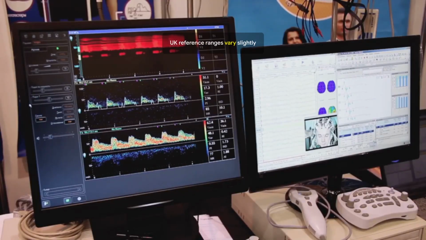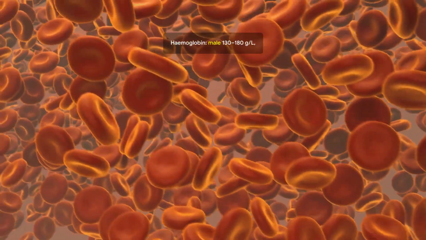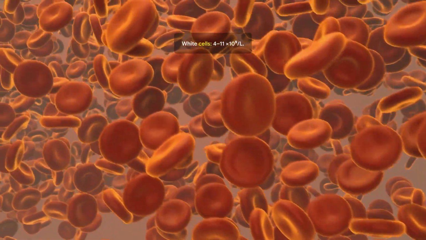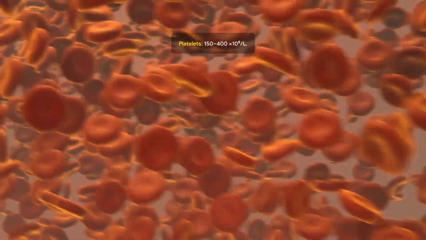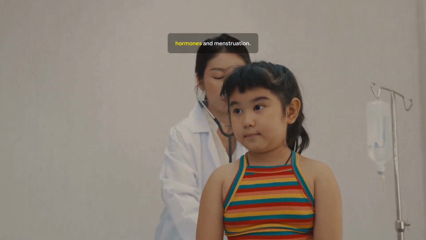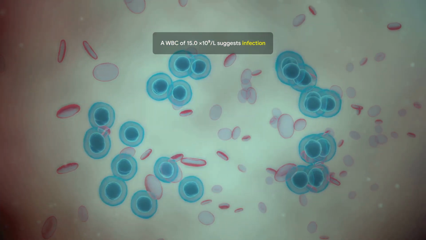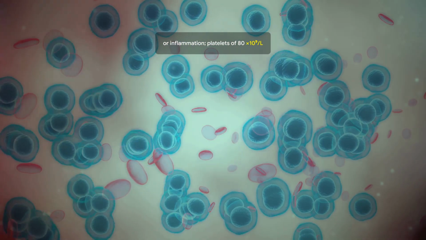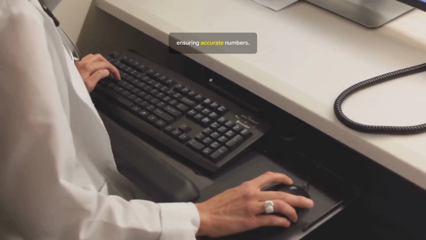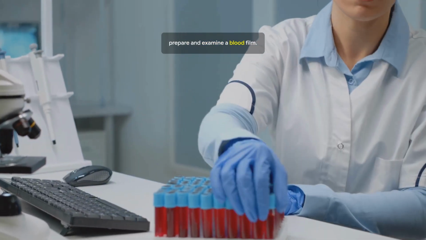UK reference ranges vary slightly between labs, but typical values are consistent. Haemoglobin, male 130-180 g/L, female 115-165 g/L. White cells 4-11 x 10^9/L, platelets 150-400 x 10^9/L. Children's ranges differ, and adult hemoglobin varies with hormones and menstruation. A WBC of 15.0 x 10^9/L suggests infection or inflammation. Platelets of 80 x 10^9/L increase bleeding risk. Biomedical scientists validate results before release, ensuring accurate numbers. They check flags and scatter plots, and when indicated, prepare and examine a blood film.